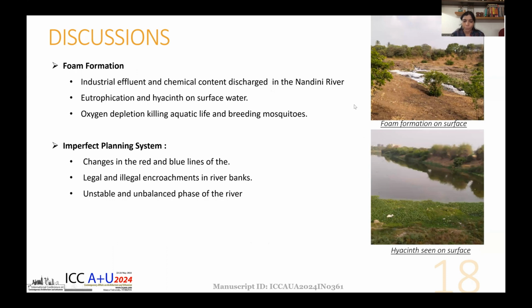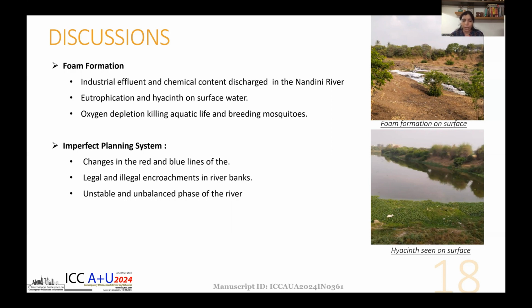A foam layer has formed due to industrial effluent and chemical content discharged in the Nandini River. The presence of sewer content in the water has generated eutrophication and hyacinth on surface water, resulting in oxygen depletion, killing aquatic life and breeding mosquitoes.